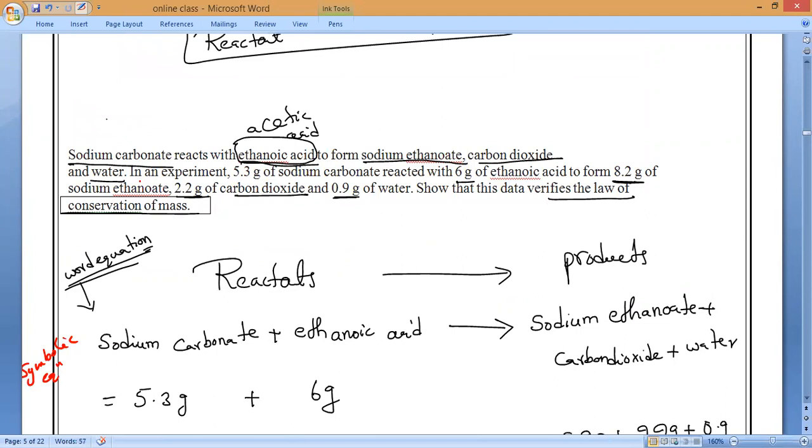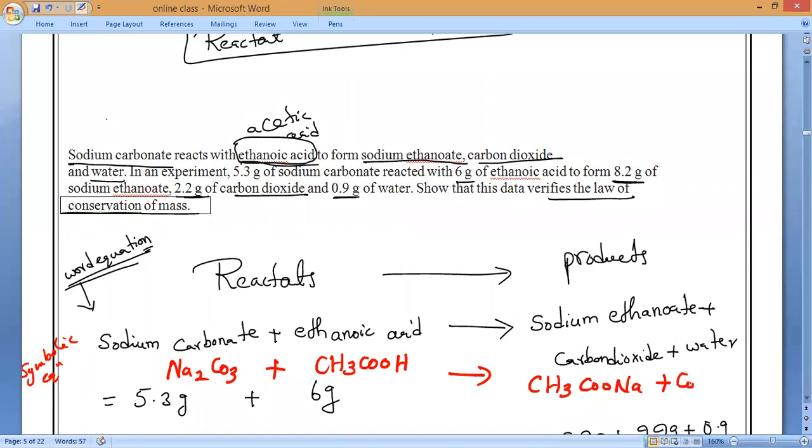So write sodium carbonate, all of you. Sodium carbonate, Na2CO3. What is the sodium carbonate formula? Na2CO3. Ethanoic acid, CH3COOH. That is what we used to say acetic acid. It will always give you sodium ethanoate, whose formula is CH3COONa, plus CO2 plus water. Is it okay, Hari? Everybody? Yes, sir. That is what you have to remember.